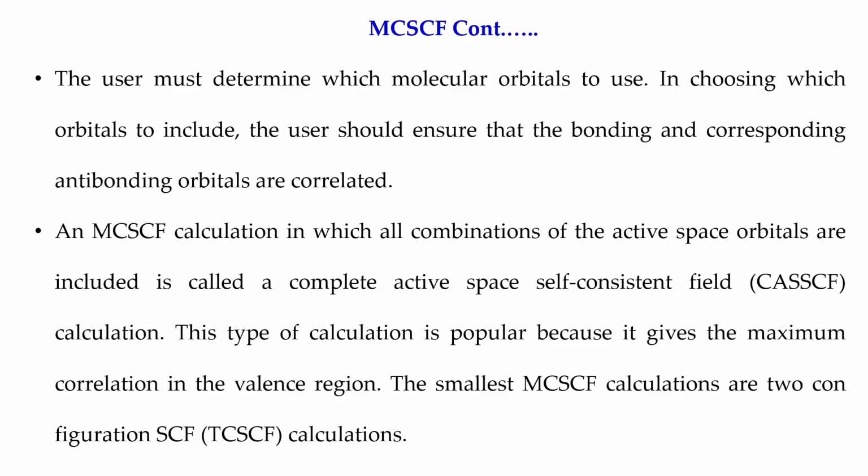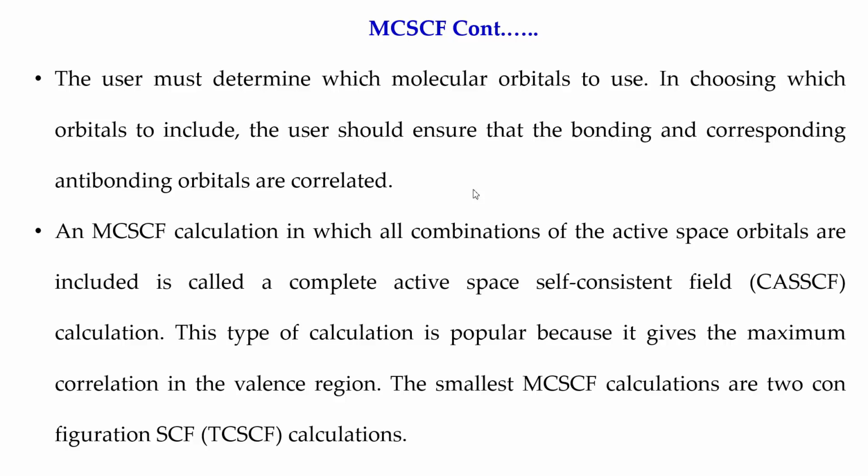In choosing which orbitals to include, the user should ensure that the bonding and the corresponding antibonding orbitals are included, because chemistry is the bond breaking and bond making process, and during chemical reactions, whatever changes take place, they happen in the bonding or antibonding electrons and their orbitals. So basically we must include these bonding and antibonding orbitals in our active space in the multi-configurational self-consistent field calculations.